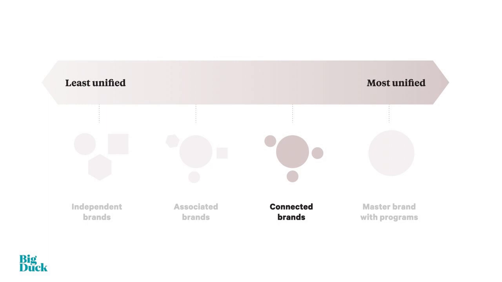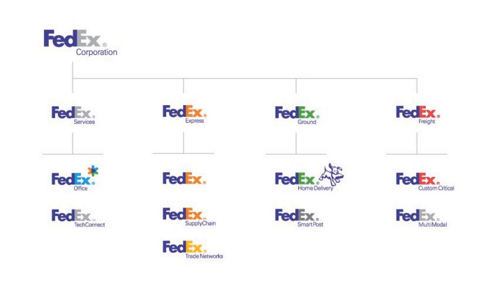So that's an associated brand, and as we move along towards the most unified end of the spectrum, the next stop is the connected brand, which is one step in, a little bit tighter and more connected than we saw with the associated brand. Our for-profit example of this comes from FedEx. When you look at the FedEx system of logos, they all really look alike. You would not confuse any of these. You wouldn't think any of these were a totally different company.